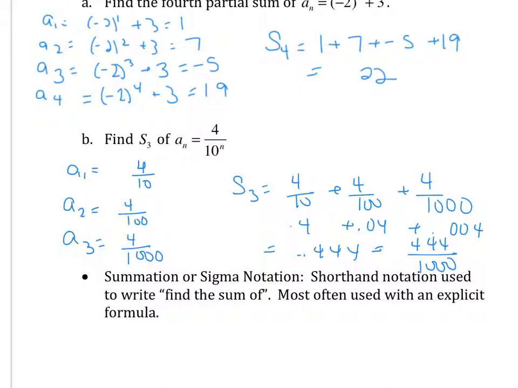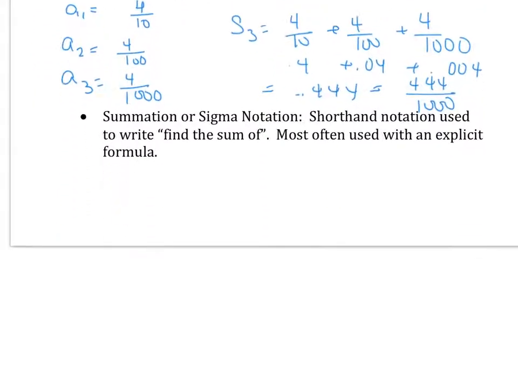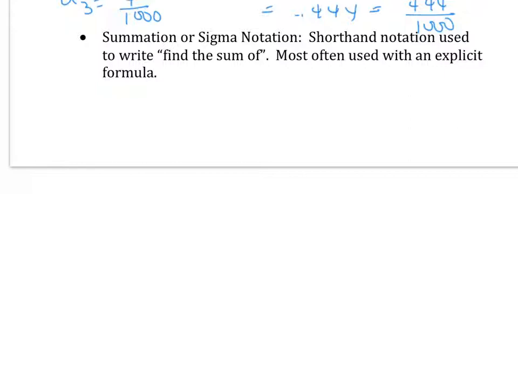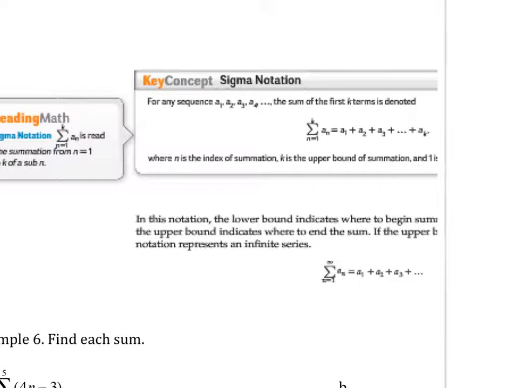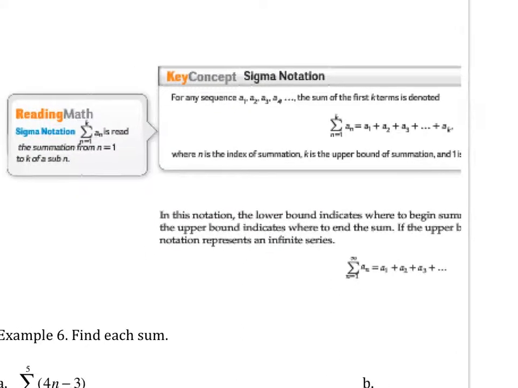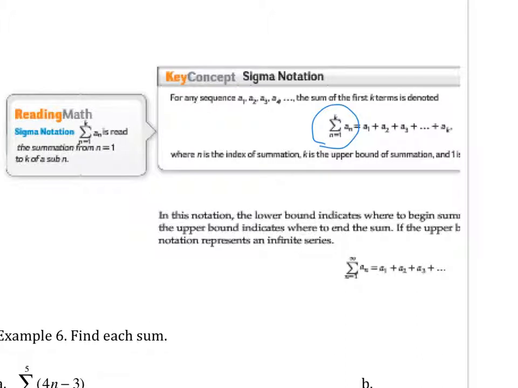Okay, summation or sigma notation is shorthand used to write the sum, most often used especially when you're using the explicit formula. And we're going to use our calculator to do these. I'm sorry, since I zoomed out, it kind of zoomed half of it off. But it says, for any sequence a1, a sub 2, a sub 3, a sub 4, the sum of the first k terms is denoted with this notation right here. And this just says this is where you're starting, this is how many terms you want to add, and this is the equation that you're going to use.